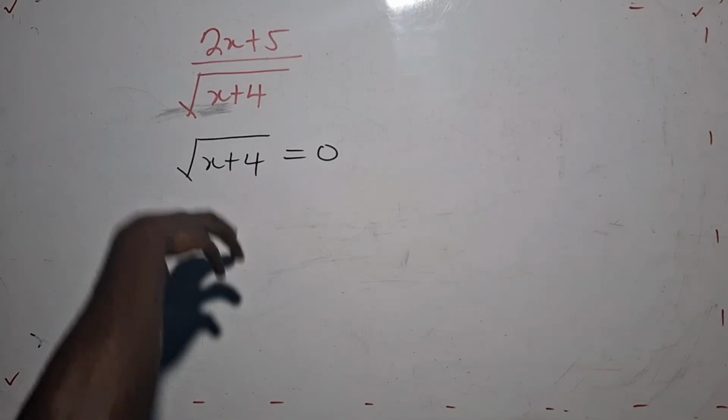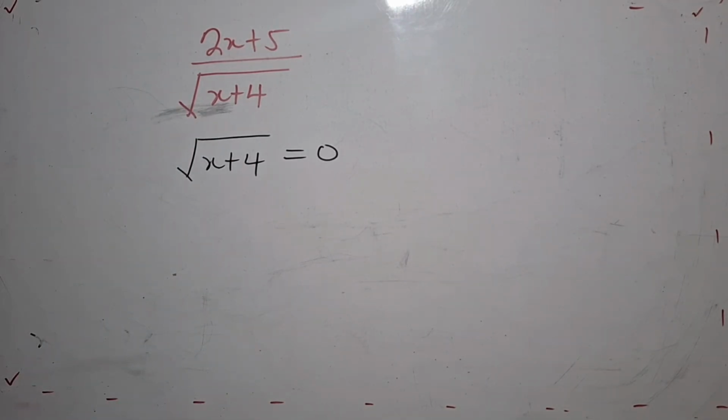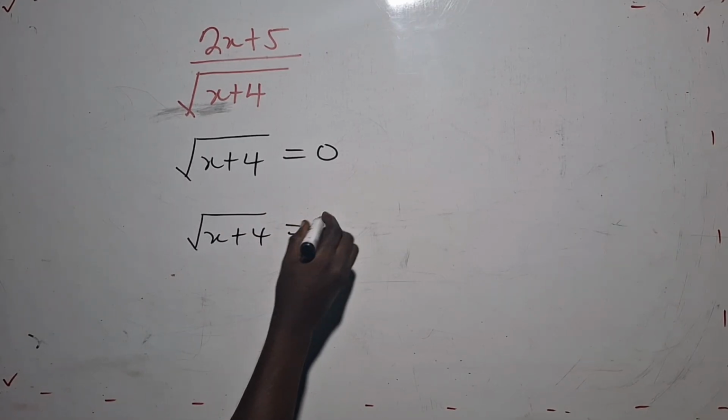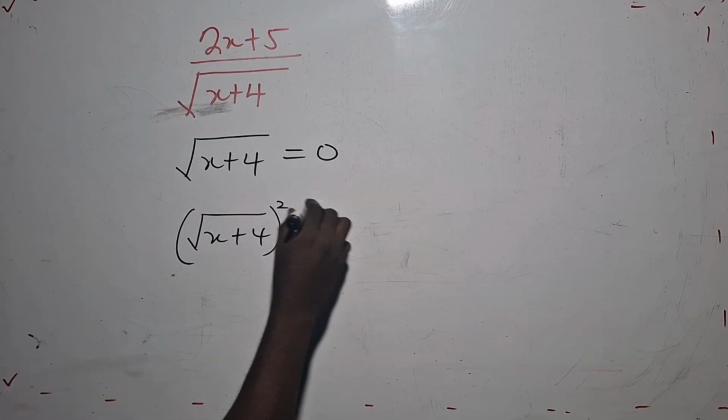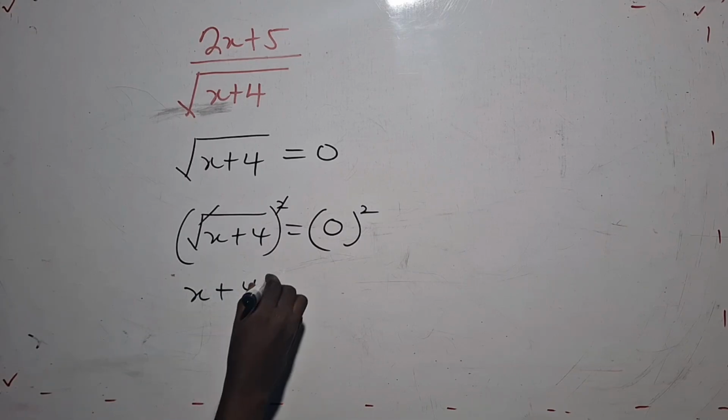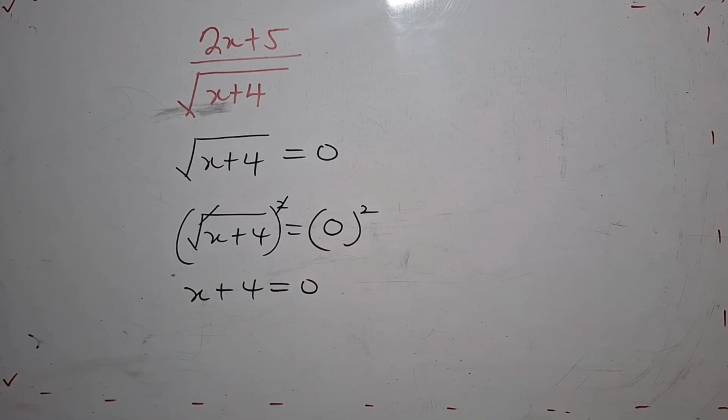Now the x we are looking for is inside the square root. And we know how to eliminate square root. So if it is square, how do we eliminate it? Use square root. In the same way, if it is square root, how do we eliminate it? It's the inverse. We use square. So we are going to square both sides to eliminate the square root. Now we have x + 4 is equal to 0. So now we have x is equal to 0 minus 4, and now x is equal to -4.